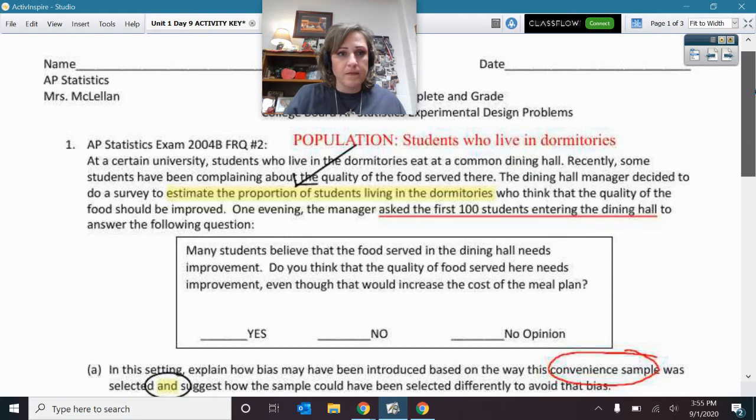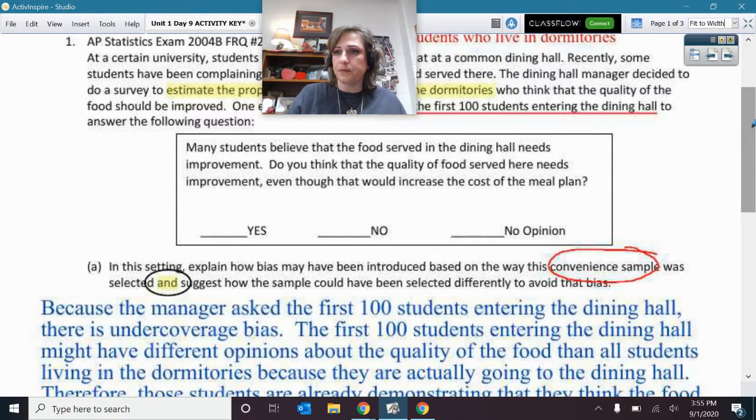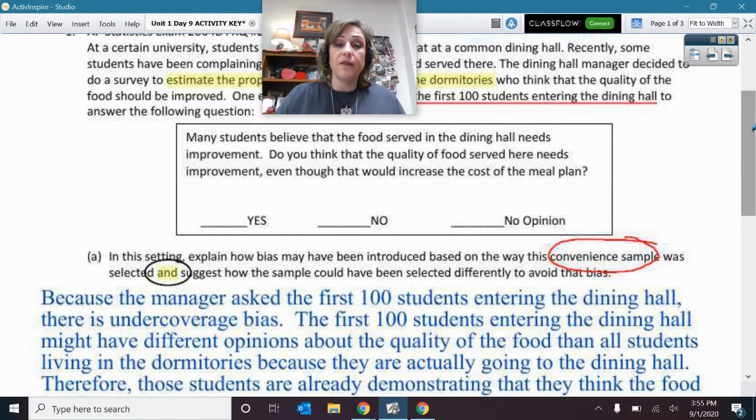Here we go. Here's our question. Many students believe that the food served in the dining hall needs improvement. Do you think that the quality of food served here needs improvement, even though that would increase the cost of the meal plan? Yes, no, or no opinion. So let's look at what the first question asks very carefully because we have to make sure we answer the question and fully answer the question. In this setting, explain how bias may have been introduced based on the way of the convenience sampling.